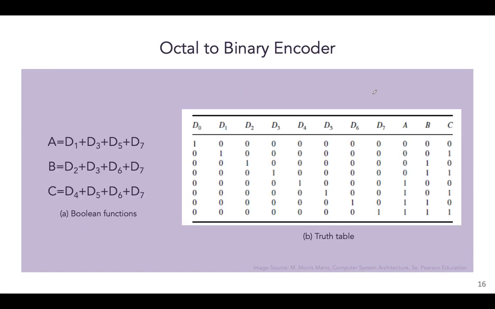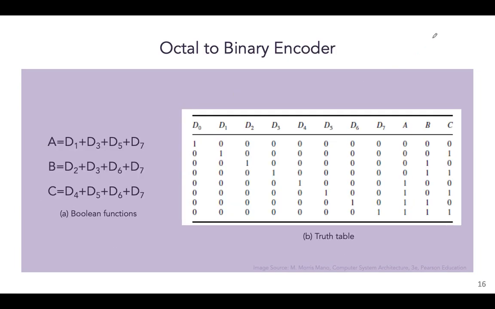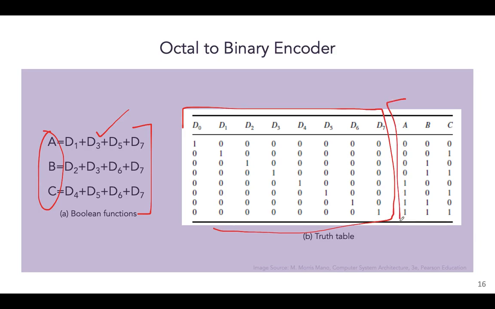So this is just the Boolean functions and the truth table for this octal to binary encoder. You either use these functions that will give you the corresponding binary number for the given octal number, or you can use this truth table. So these are the inputs and these are the corresponding outputs of the encoder.